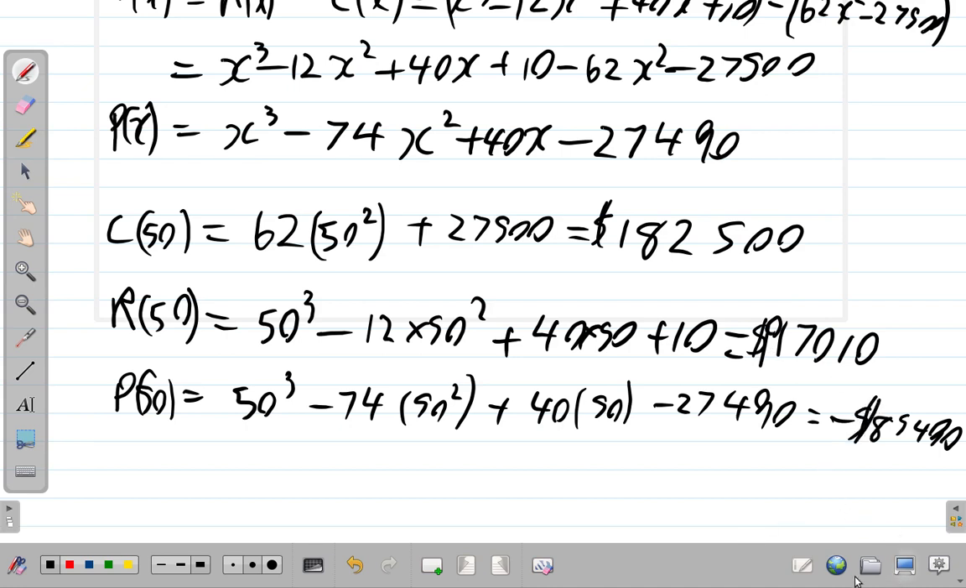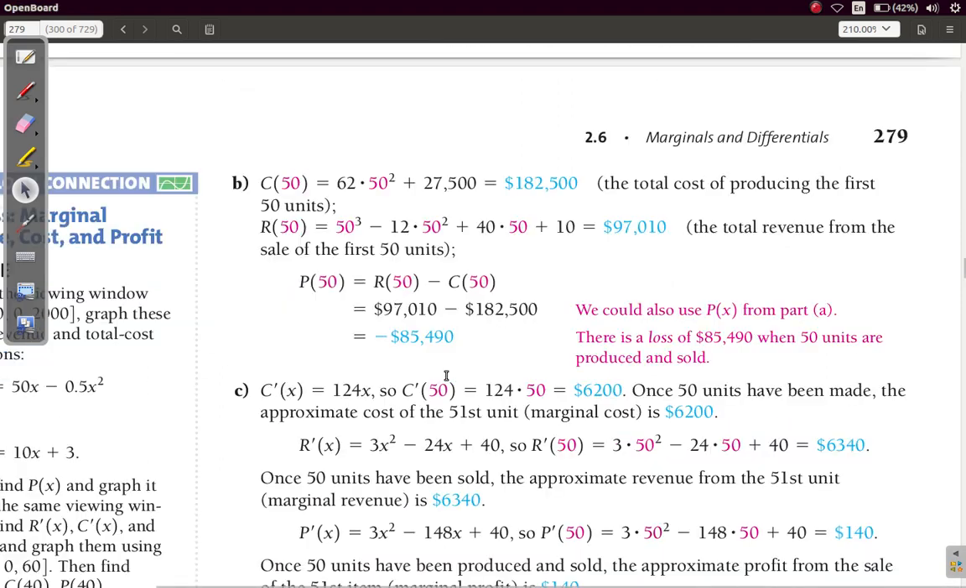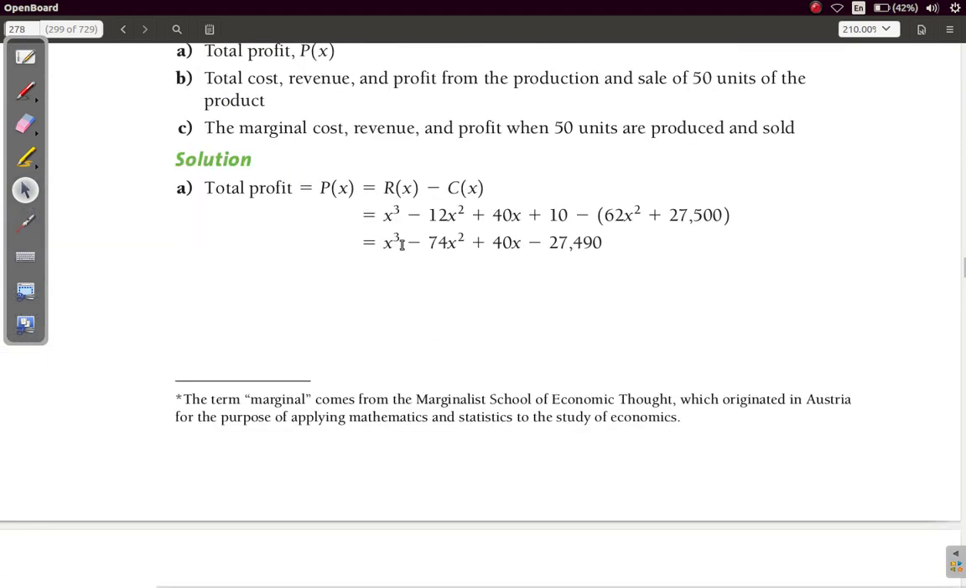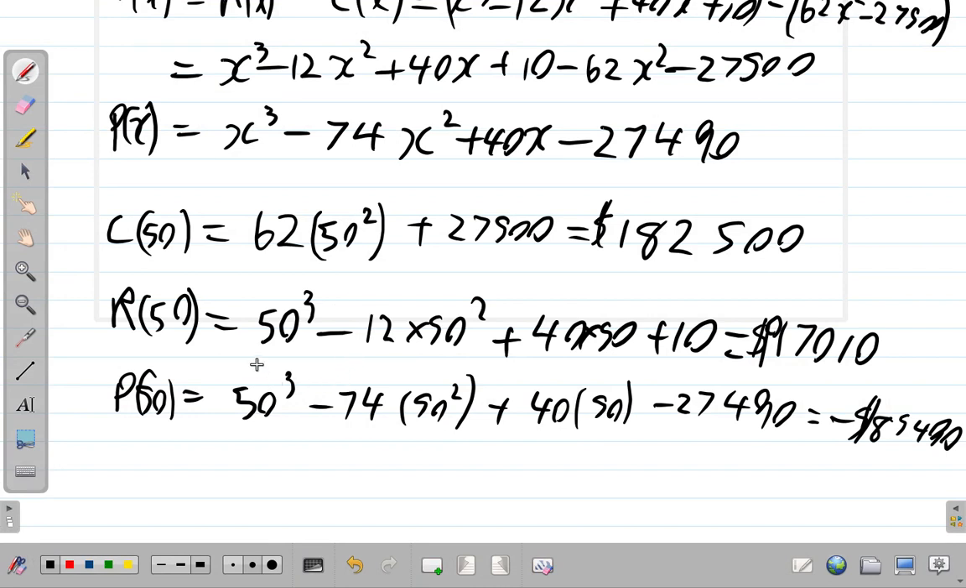All right. The next thing that they want us to do is the marginal cost, revenue, and profit when 50 units are produced and sold. All right. So, marginal cost, revenue, and profit. Let's see.